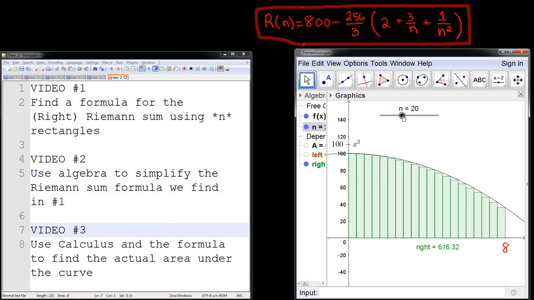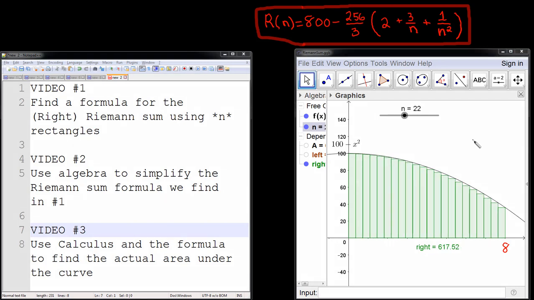But what if you change the number of rectangles? What if you want to use 22 rectangles? I promise you that if you put 22 into this formula for n, you will get 617.52. In fact, this formula is even better than what the computer does, because the computer is rounding. The computer is only giving us an answer to 2 decimal places, but this will give us the exact answer.